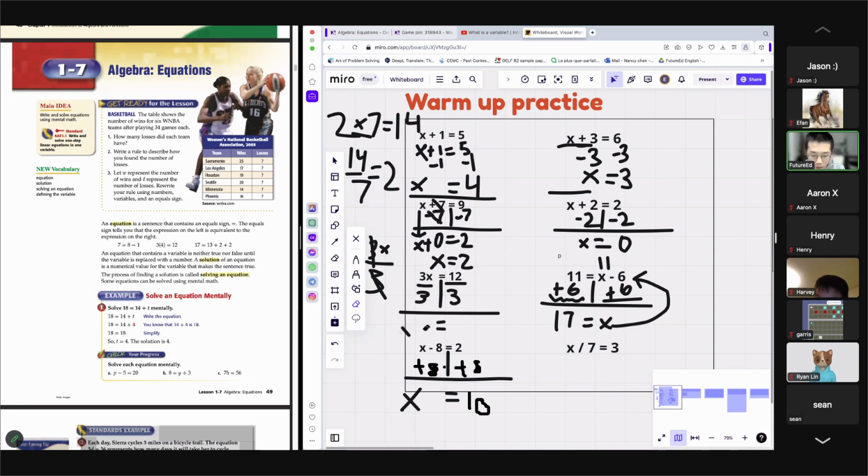What about the right side? On the right side, you have 12 divided by 3. And what is 12 divided by 3, Sean? 4, exactly. So in this case, 12 divided by 3 would be 4. And our answer is x equals 4. Correct.